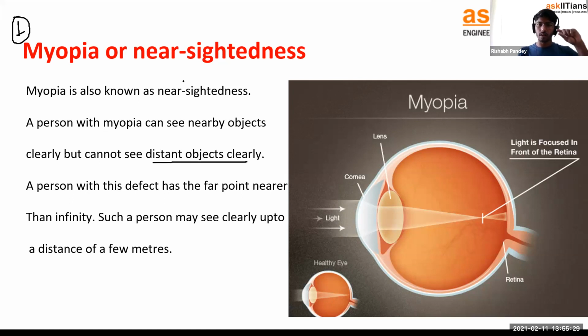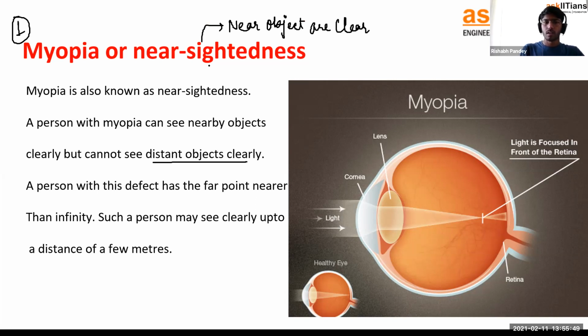So if the name of the disease is myopia, or nearsightedness, then we can remember that nearsightedness means near objects are clear, whereas far objects are blur in nature. So we can see nearby objects but cannot see distant objects.